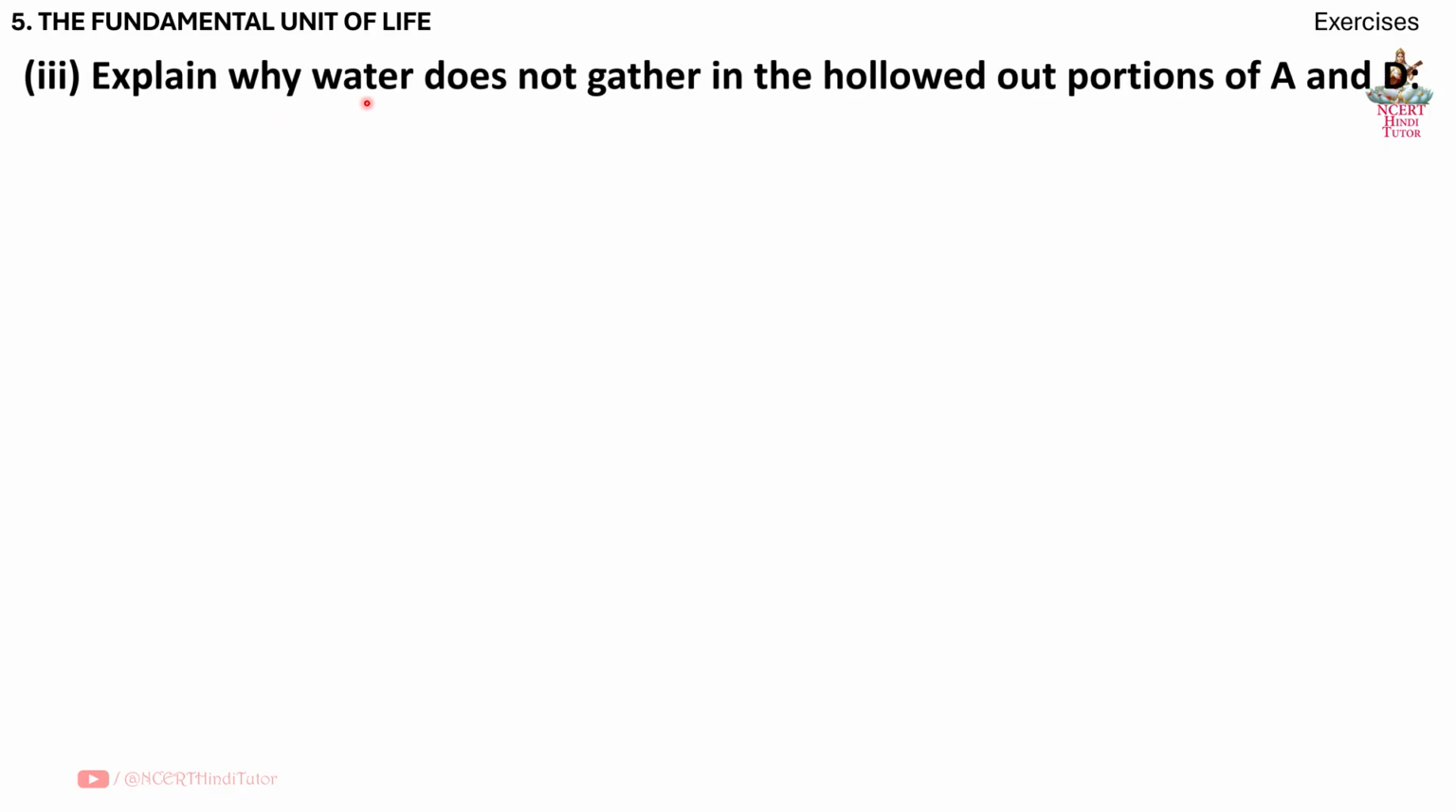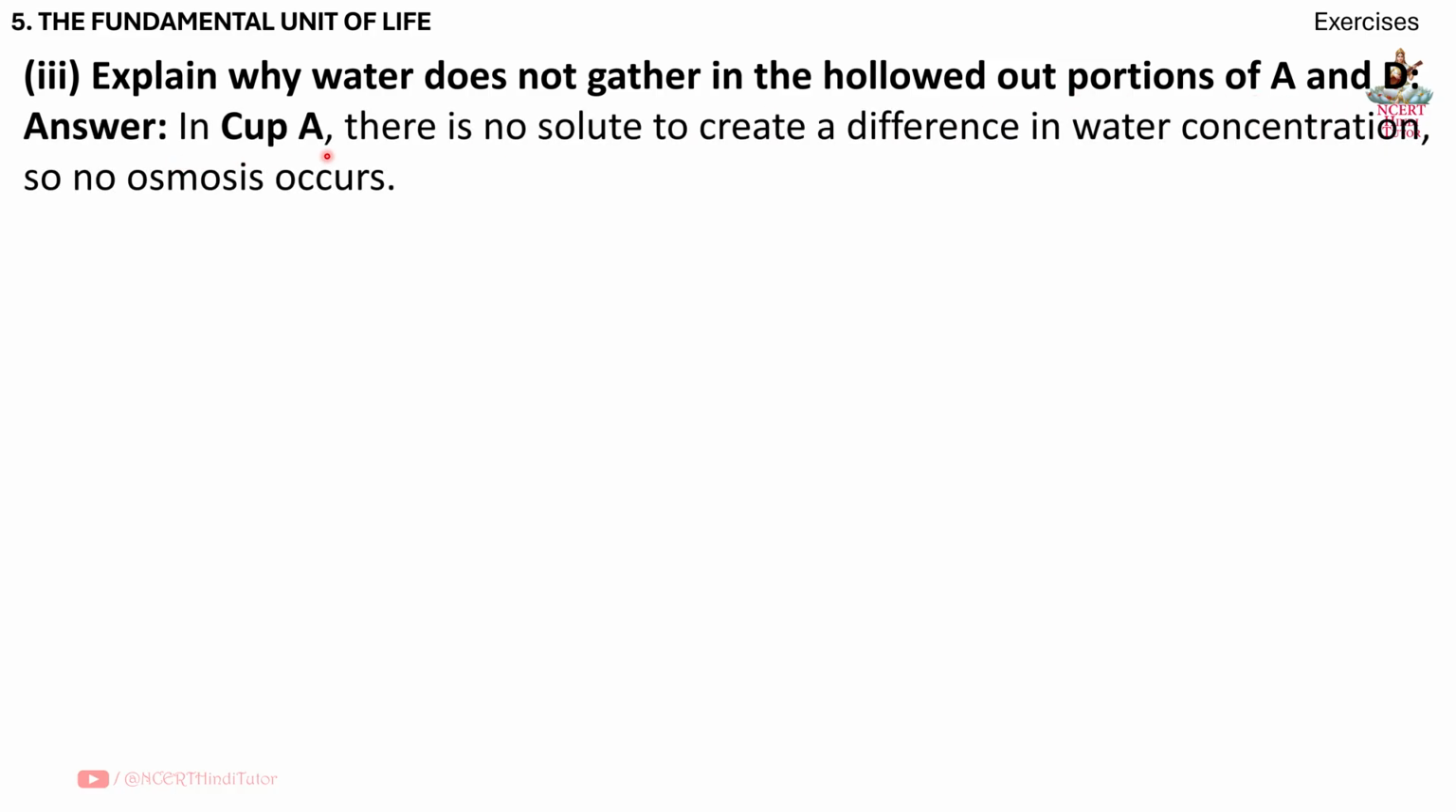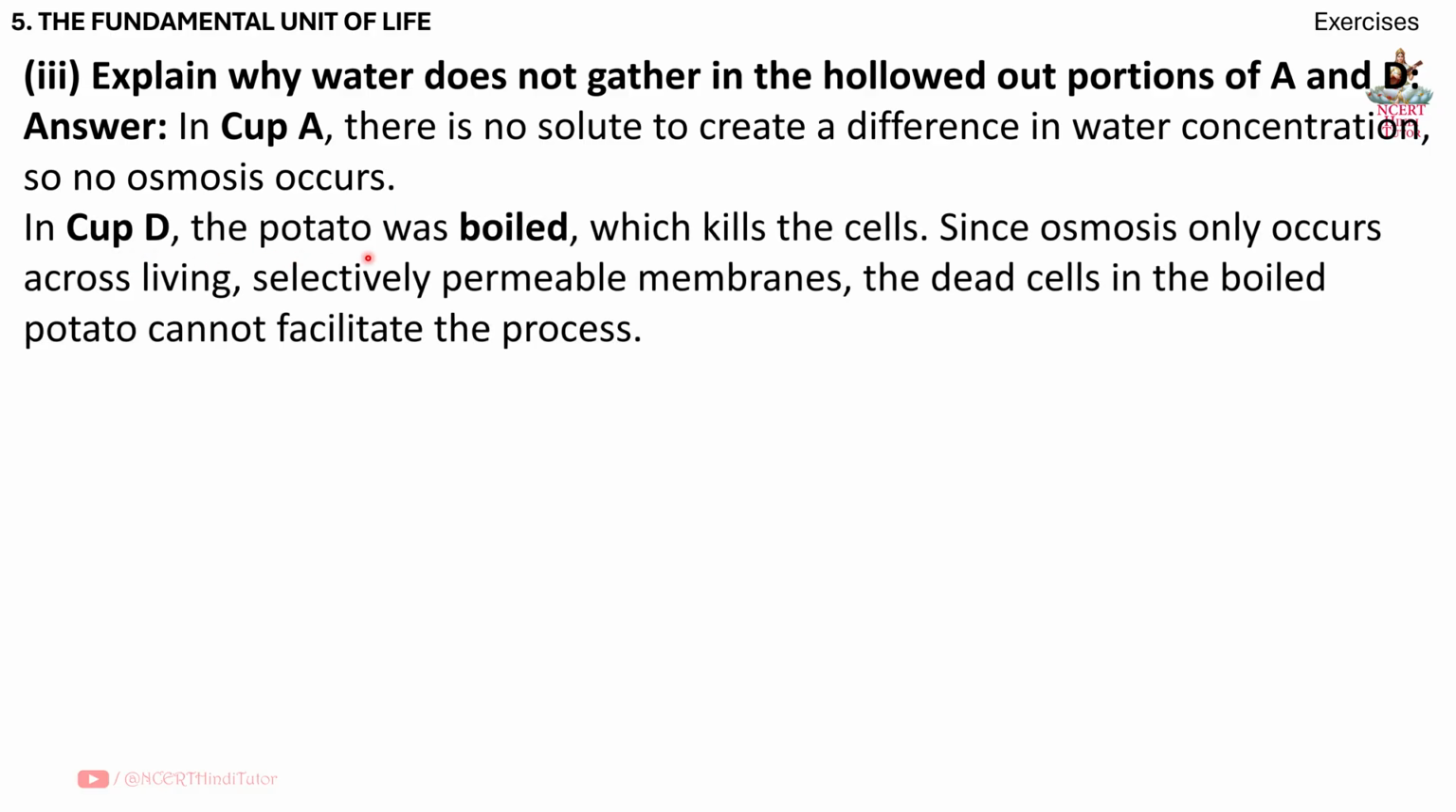Third, explain why water does not gather in the hollowed out portions of A and D. Answer. In cup A, there is no solute to create a difference in water concentration, so no osmosis occurs. In cup D, the potato was boiled, which kills the cells. Since osmosis only occurs across living, selectively permeable membranes, the dead cells in the boiled potato cannot facilitate the process.